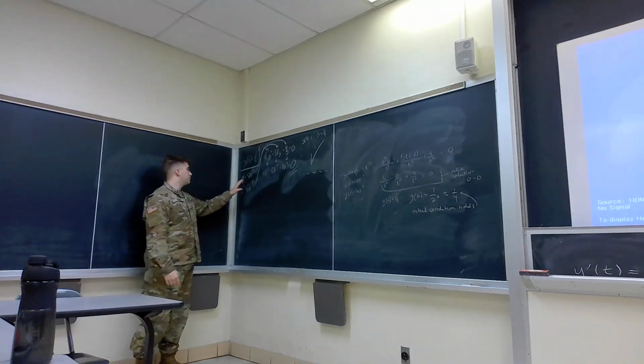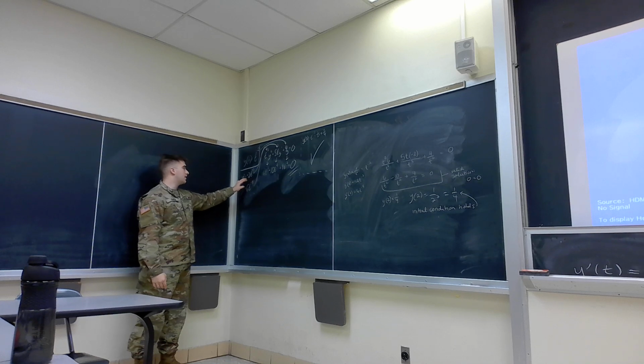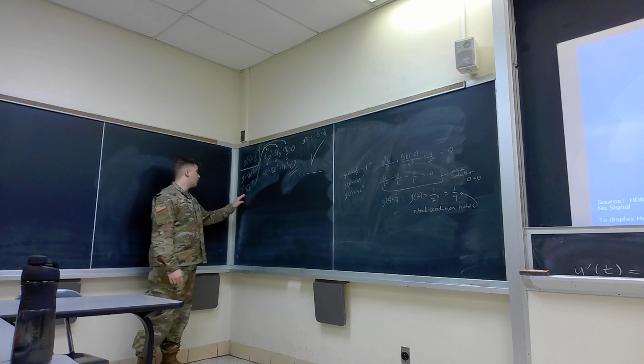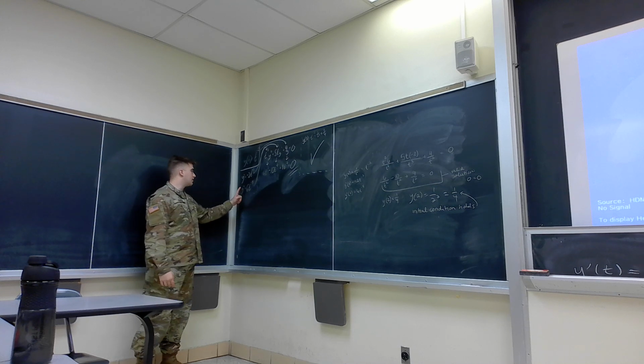t squared, or t to the negative 2. You take the first derivative of that, you get negative 2t to the negative 3, or negative 2 over t cubed. So on with the second derivative, you get 6t to the negative 4th.